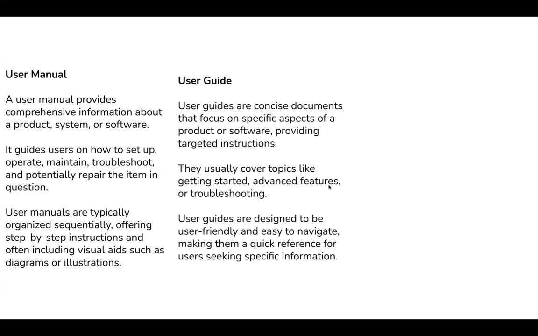So user guides are similar to user manuals, but they are usually concise documents that focus on specific aspects of a product or software, providing targeted instructions, right? So they usually cover topics like getting started, advanced features. For example, if your TV had a feature that not everyone uses, right? It will not make sense for the company to include that in the user manual because that would be too much detail, right? So if you need to read about that, you can get a user guide.